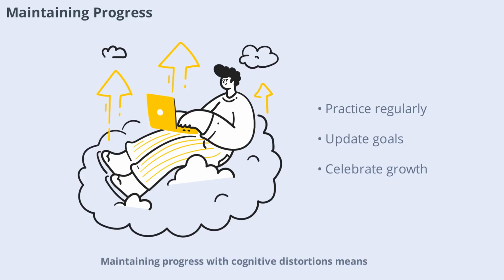Maintaining progress with cognitive distortions means continuing to practice the skills you've learned, even when things are going well. Regularly check in with yourself, update your goals, and celebrate your growth. Consistency is key to lasting change.